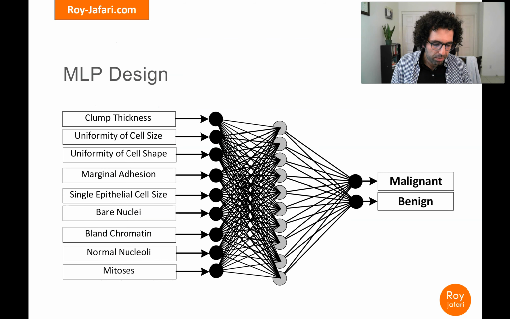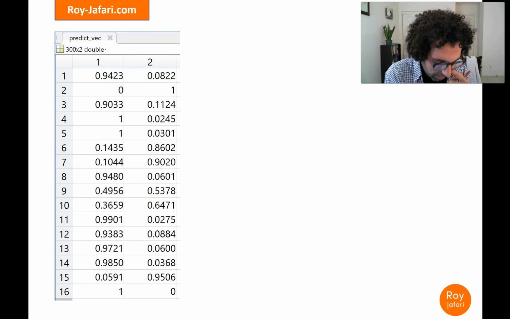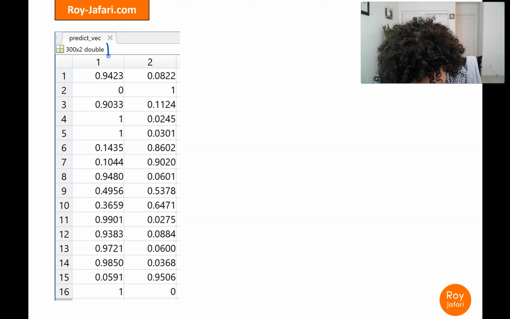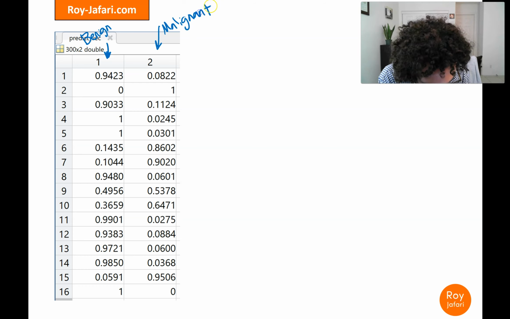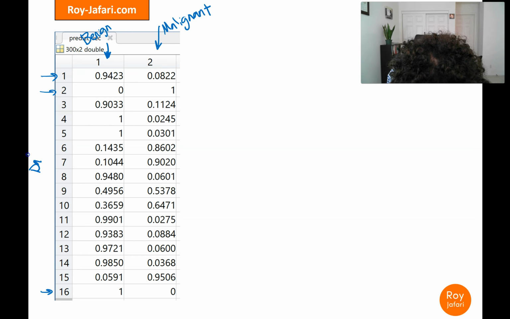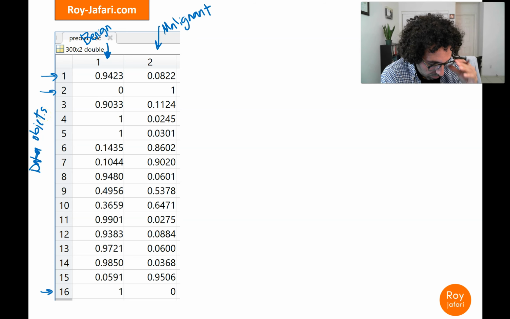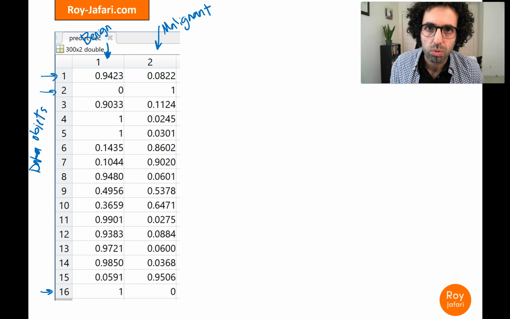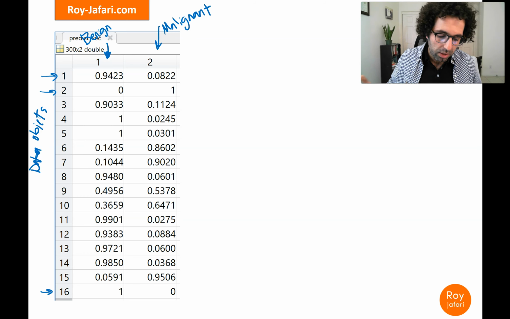So when the MLP is through, it gives us basically a probability value for each of the data objects in the test set, right? And these are the probability values. It gives the probability of a benign case, and this is the probability of having a malignant case, right? And these are just 16 data objects, a sample from the test set. So these are probability values. How do we go from probability values to a classification?